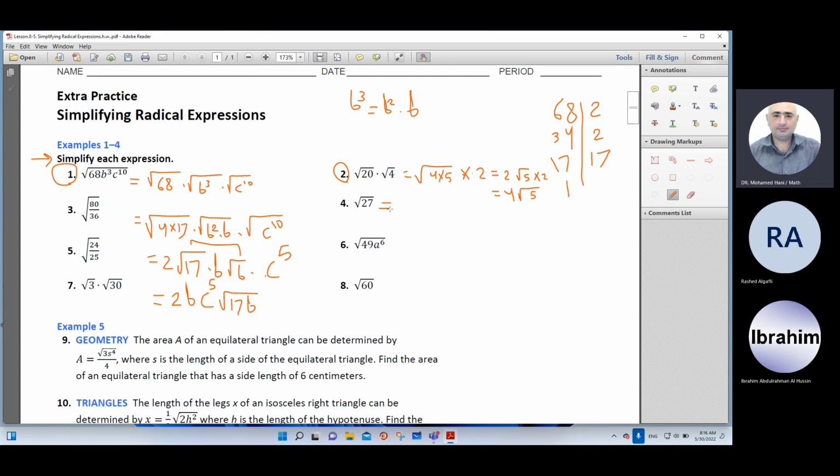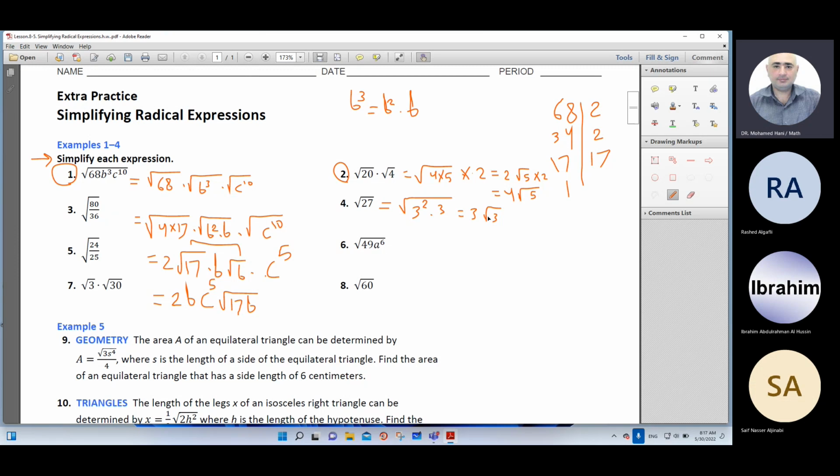In this example, square root of 27. As you know, 27 equals 3 times 3 times 3. So we can write 27 as 3 exponent 2 times 3. What is the square root of 3 squared? It will be 3. What is the square root of 3? It will be square root of 3. So this is the simplest form.